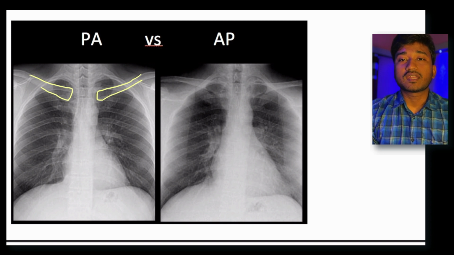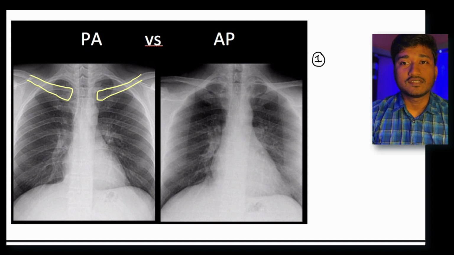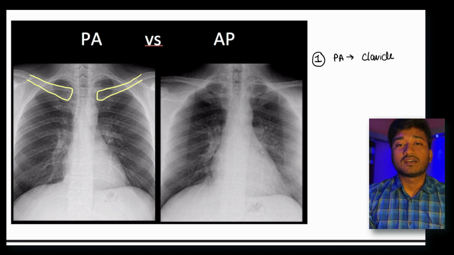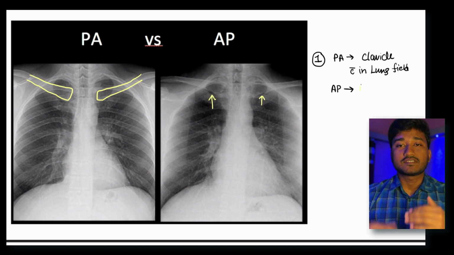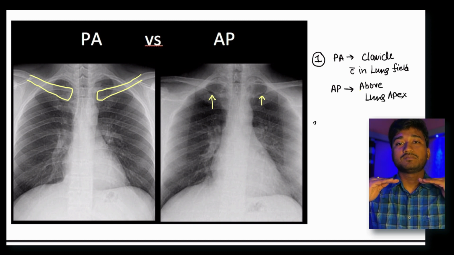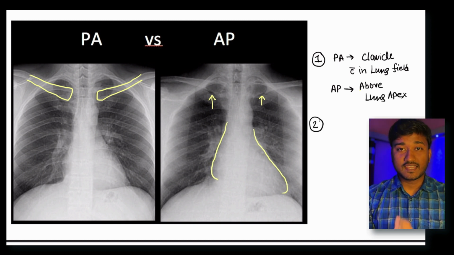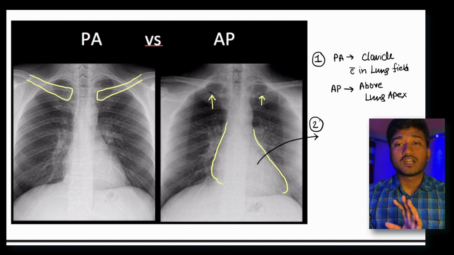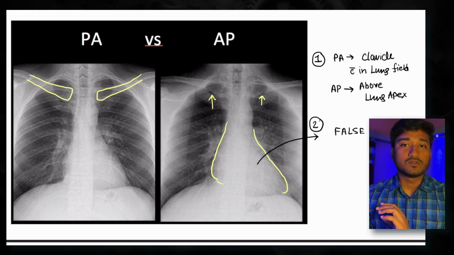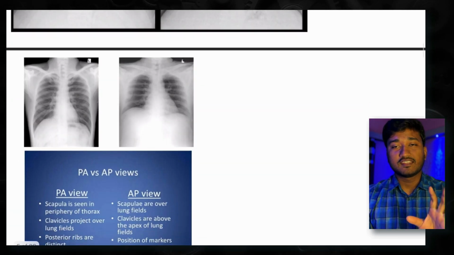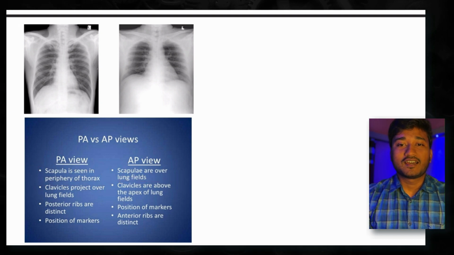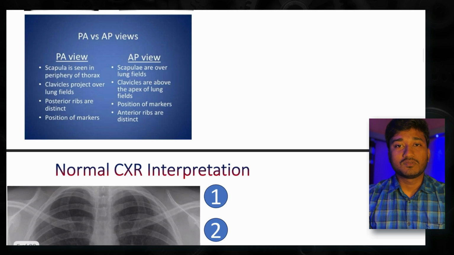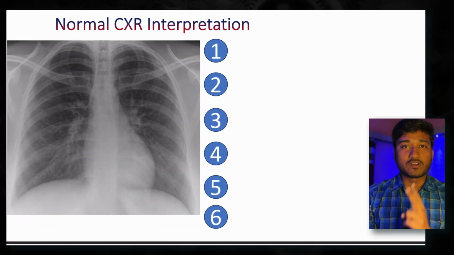So in PA view and AP view there are a few differences that you can find in chest X-ray. In PA view, the clavicle will be present within the lung field, but in AP view you can see the clavicles are present above the lung field. And secondly, there is false cardiomegaly which is seen in the anteroposterior view. If you forget everything in the exam, please remember these 2 points. There are a few other points, like the scapulae are seen in the periphery in case of PA view, and you can read from here. Okay, please don't forget these 2 things.